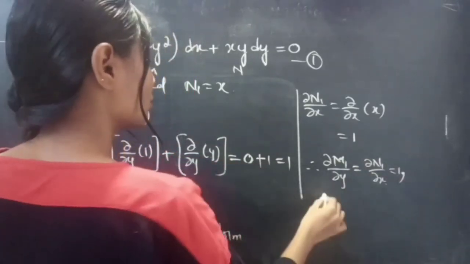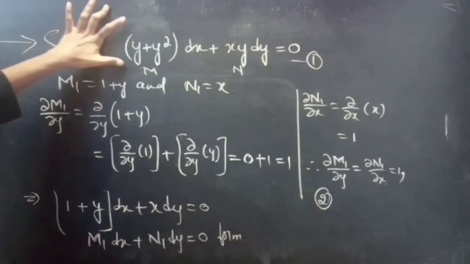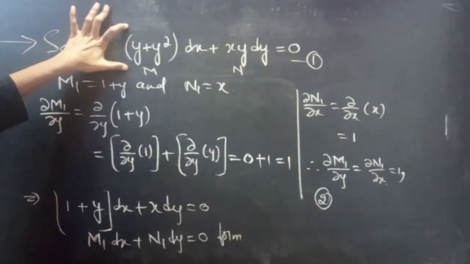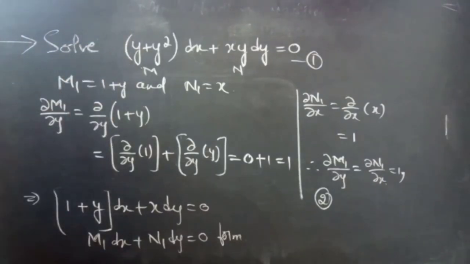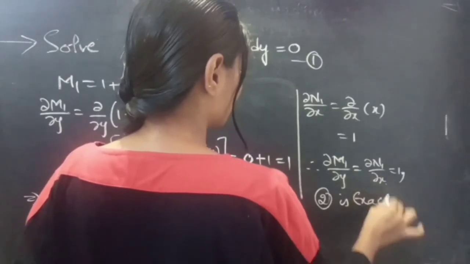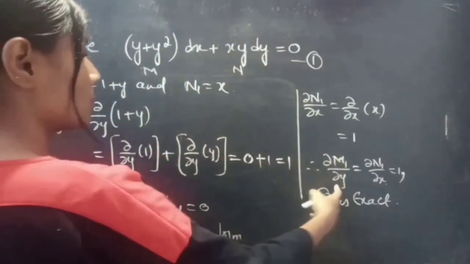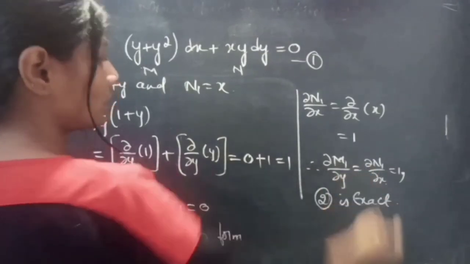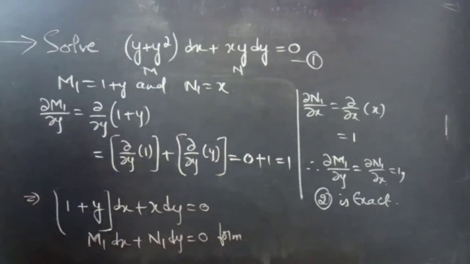From this we can say that equation 2, the equation which is obtained by multiplying the given equation with an integrating factor, is exact. Since the partial derivative of M1 with respect to y equals the partial derivative of N1 with respect to x, from this we can say that equation 2 is exact.